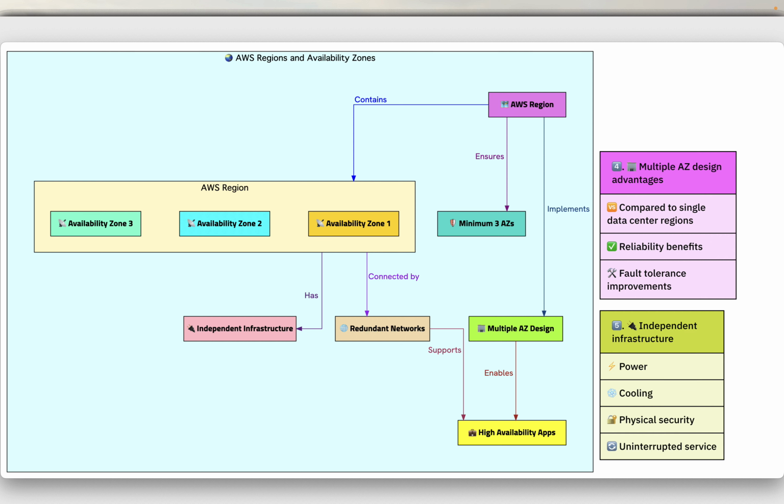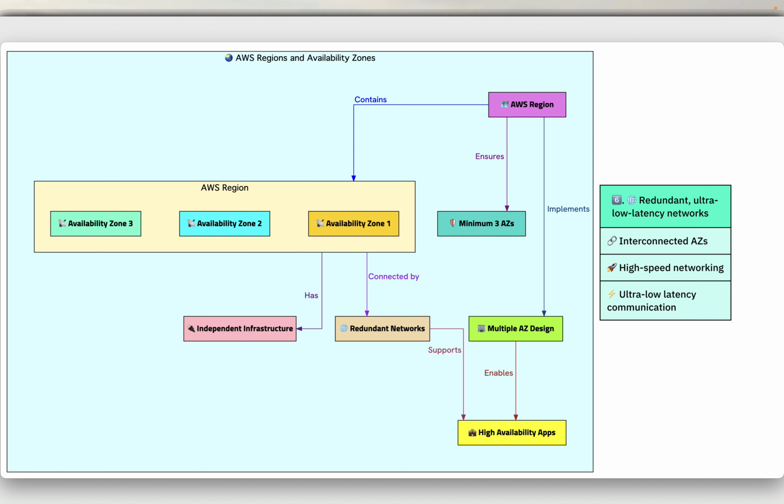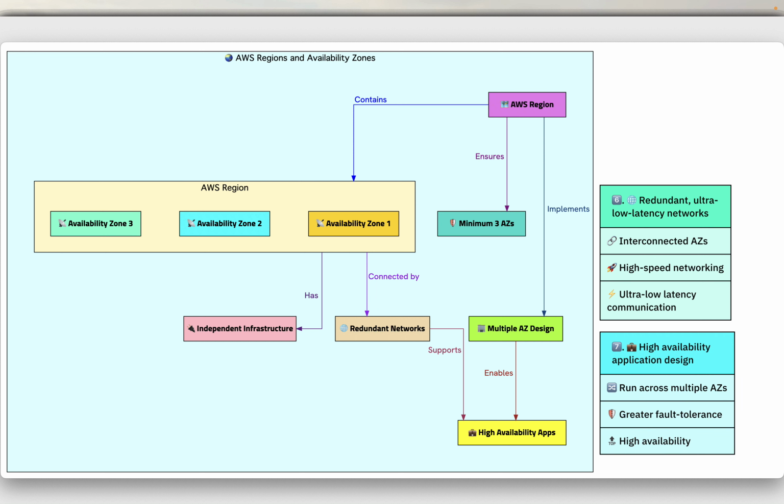Each availability zone operates independently with its own power, cooling, and security to ensure uninterrupted service. AZs are interconnected with redundant high-speed networking, enabling ultra-low latency communication. Customers can design their applications to run across multiple availability zones, achieving greater fault tolerance and high availability.